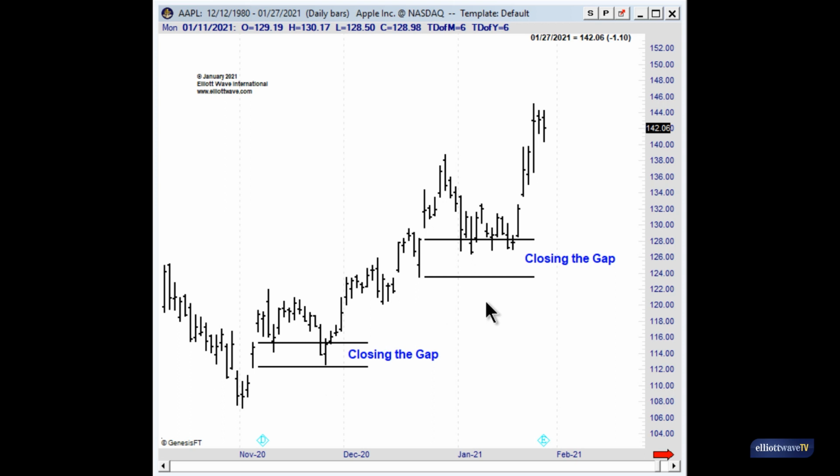Now, one stock that I'll be talking about next week in Traders Classroom is a stock that does indeed have an island reversal. So if you'd like to learn more, simply tune in next week.